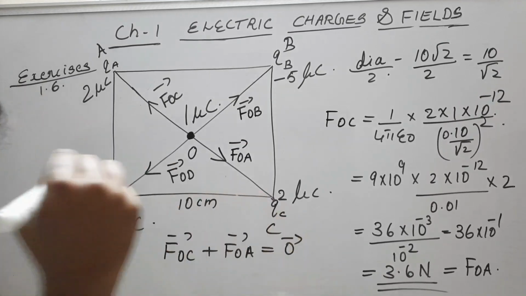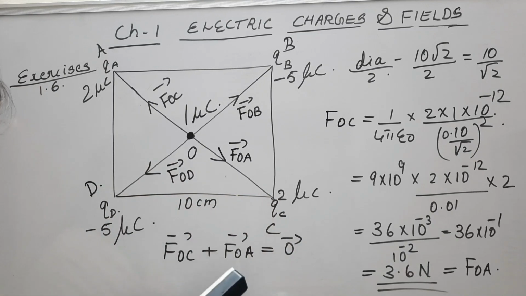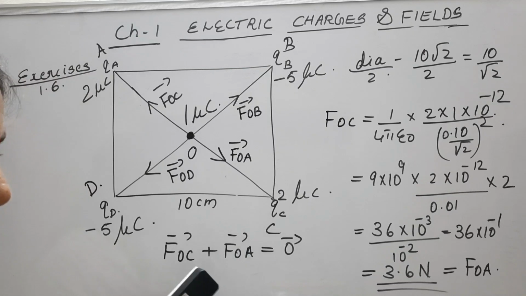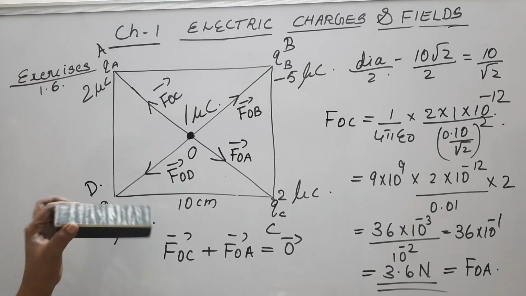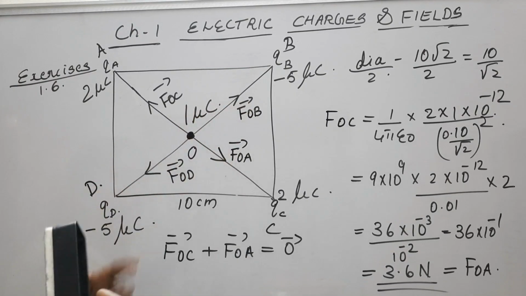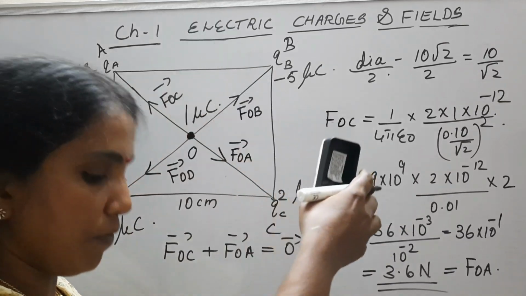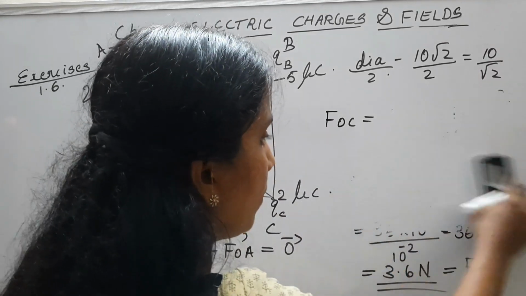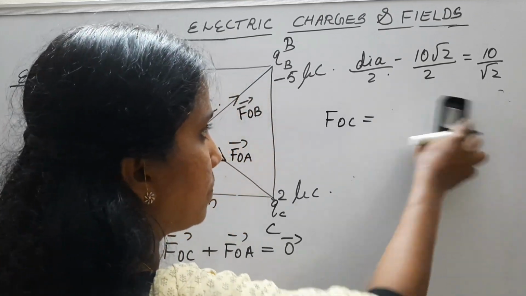0 vector, null vector, because both are equal in magnitude and opposite in direction. So the resultant will be equal to 0. So one part is over. Now coming to FOB and FOD. Same way we will find the magnitude of FOB and FOD. Then we will find their sum.